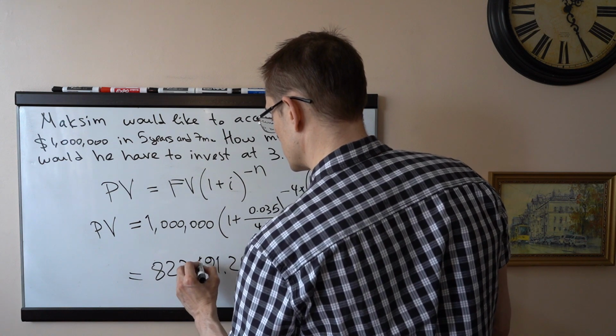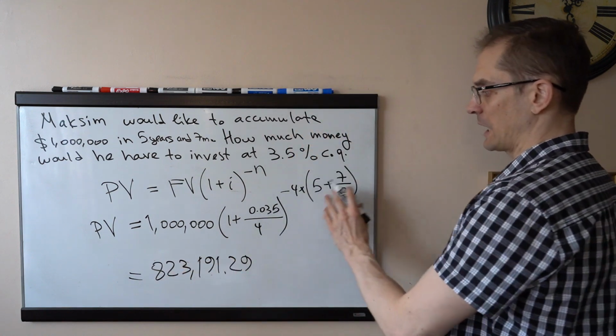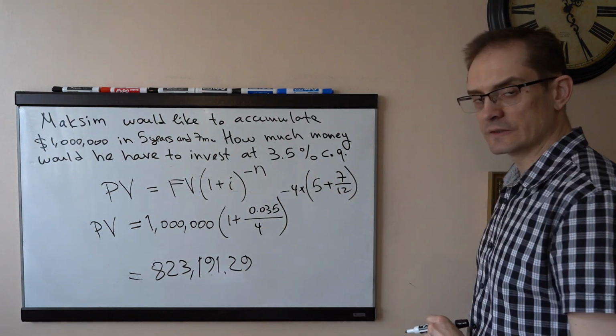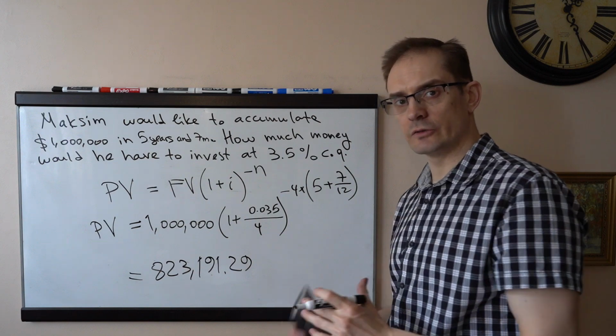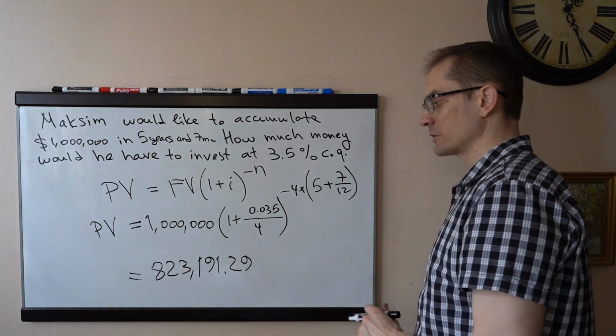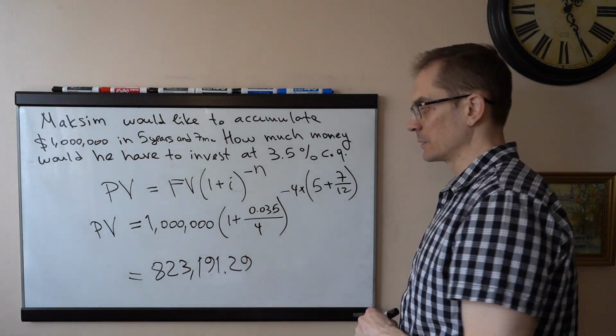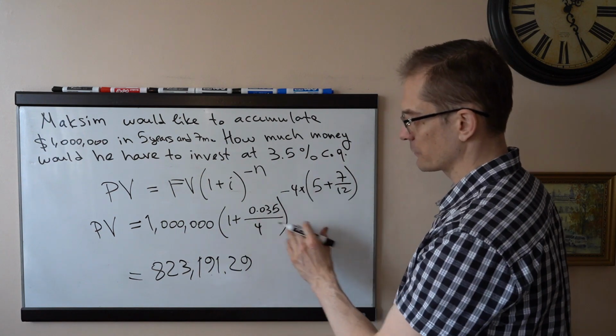It is 823,191.29, right? So that's what happens if it's 5 years and 7 months. It is important to practice with these calculations using your calculator so that you can always generate reliable answers. But again, you just follow BEDMAS.